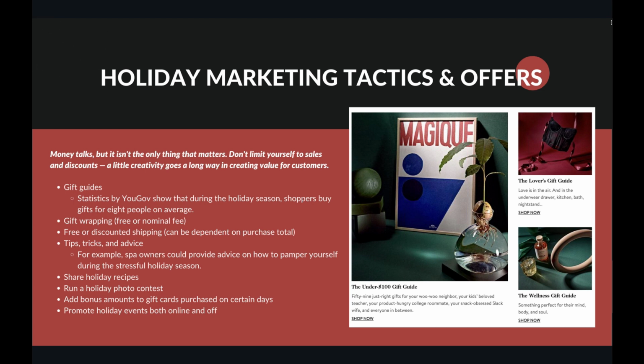Shoppers on average buy for at least 8 different people, and those relationships can be as diverse as coworkers, family, extended family, ex-in-laws. There's so many different relationships people can have, so get creative with the type of gift guides you offer, especially if your products and services make sense for this. You can also offer things like gift wrapping for free or nominal fees, or discounted shipping. And you can make that dependent on a purchase total, which can incentivize somebody to do more business with you than they might have without seeing that offer.